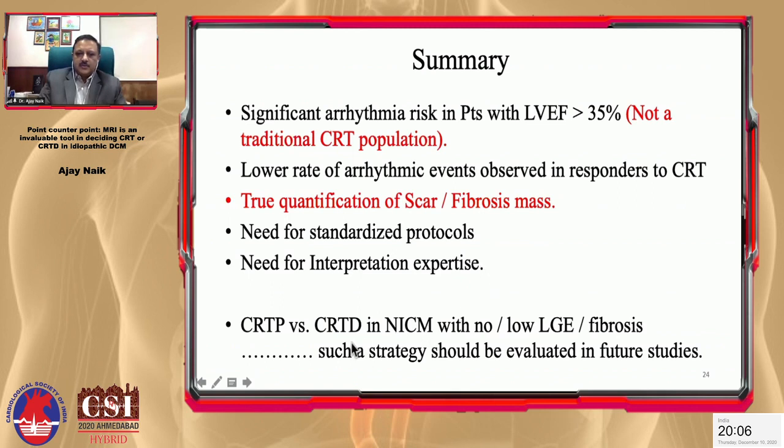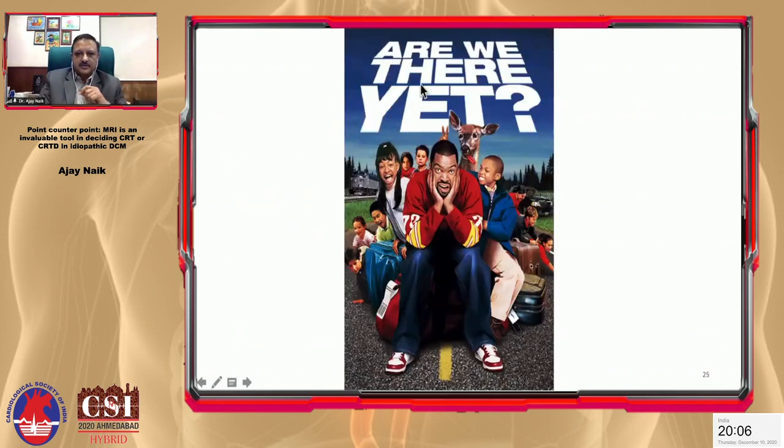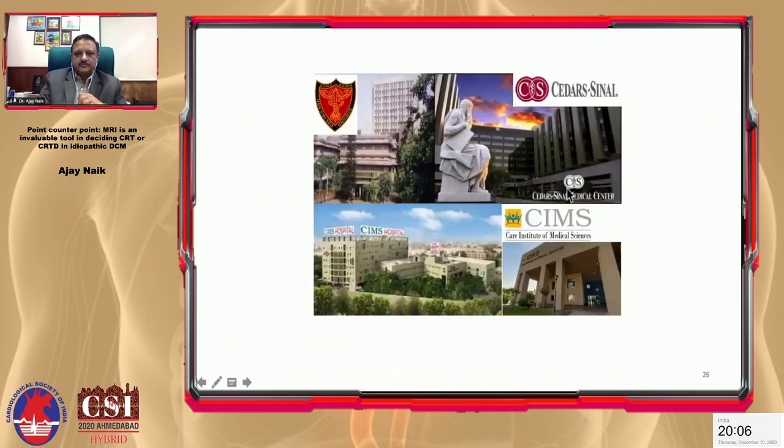So when we talk about CRTP versus CRTD in non-ischemic cardiomyopathy with no or low LGE and fibrosis, such a strategy is hypothesis generating, and it should be evaluated in future studies. So are we there yet? I don't think so. Thank you.